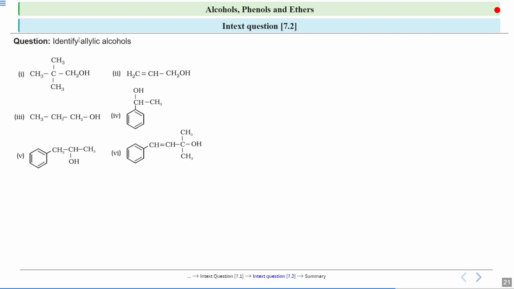You have to identify the allylic alcohols. Remember the concept of allylic alcohols, and you are given some time. Try to analyze each part and then we will see the correct answer.